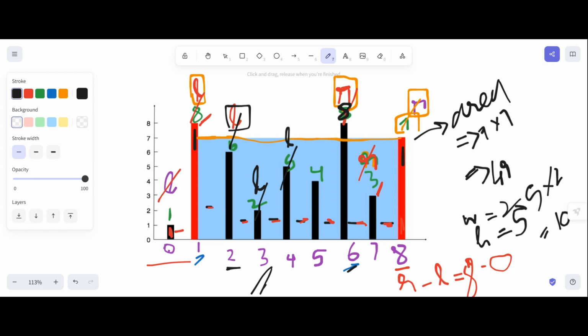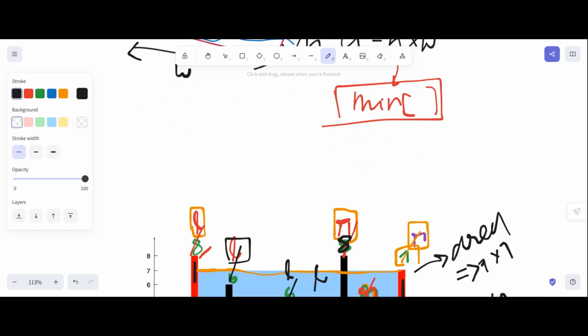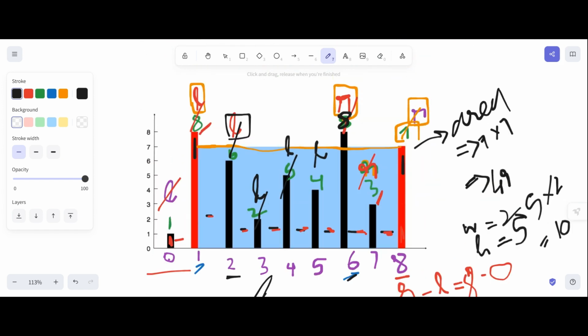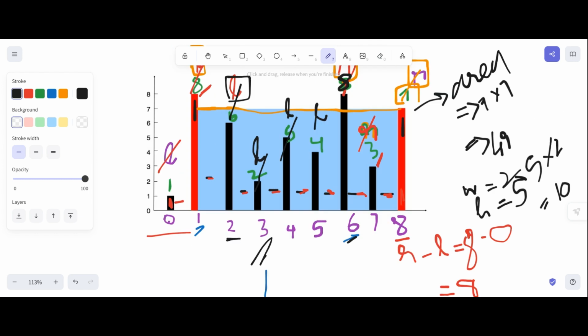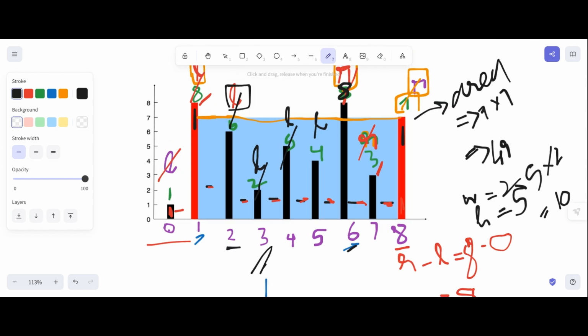So now the left pointer moves forward, 4 and 8. So let's go 4 and 8. 4 is the minimum. We'll find the width is going to be just 1 over here. So you can see the width is just going to be 1. 6 minus 5, it's going to be 1. So 4 into 1 is 4. Okay.